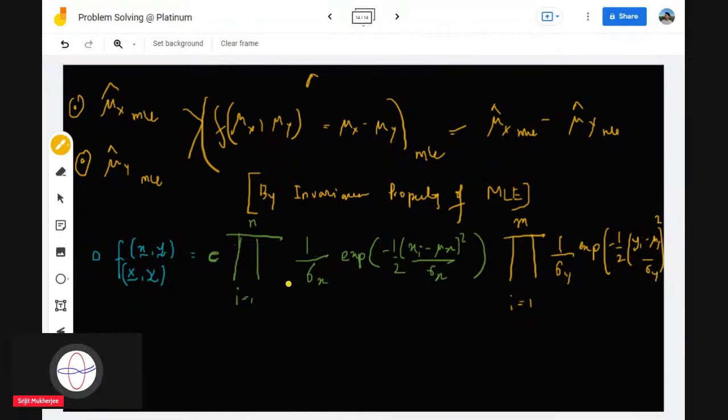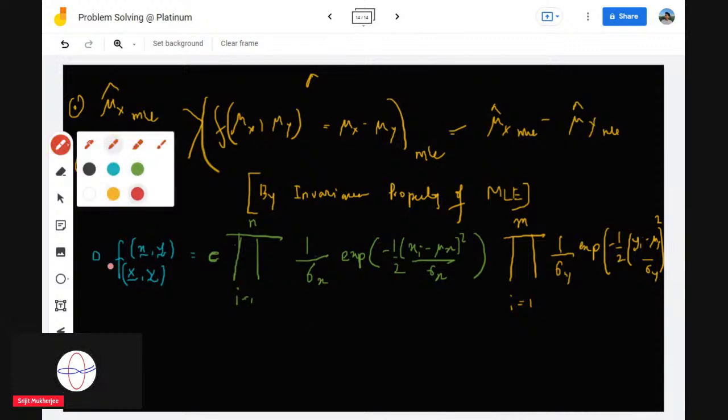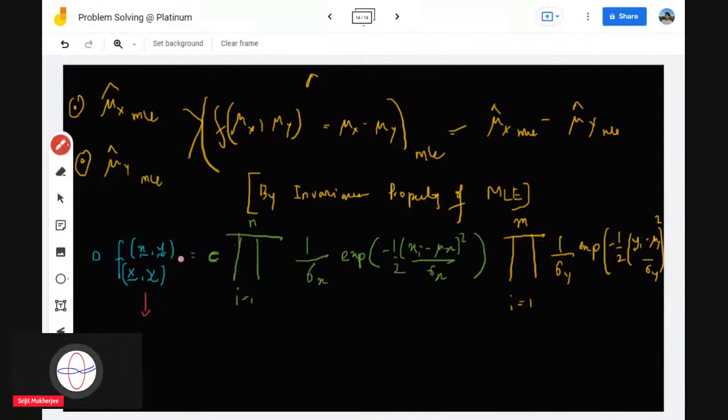Now, when you do the product of this, what do you have to do? You have to take the log likelihood. When you take the log likelihood, then you have to differentiate with respect to what? With respect to mu x equal to 0, then mu y equal to 0, right? So let's do that.